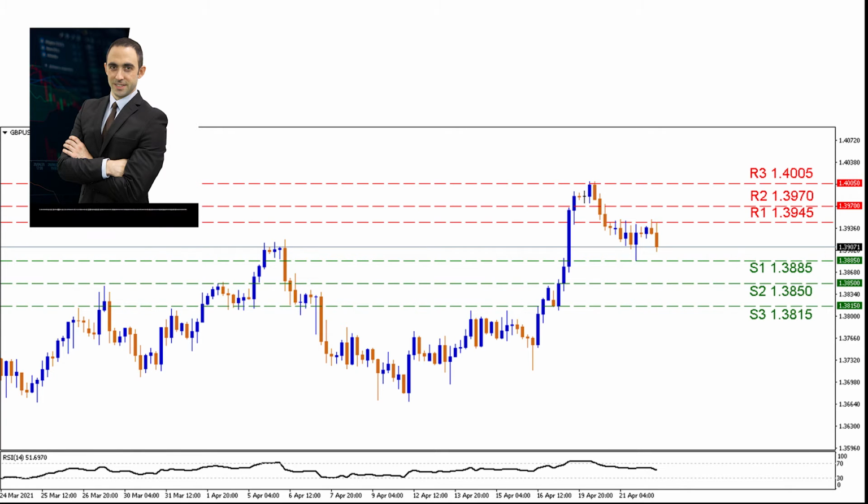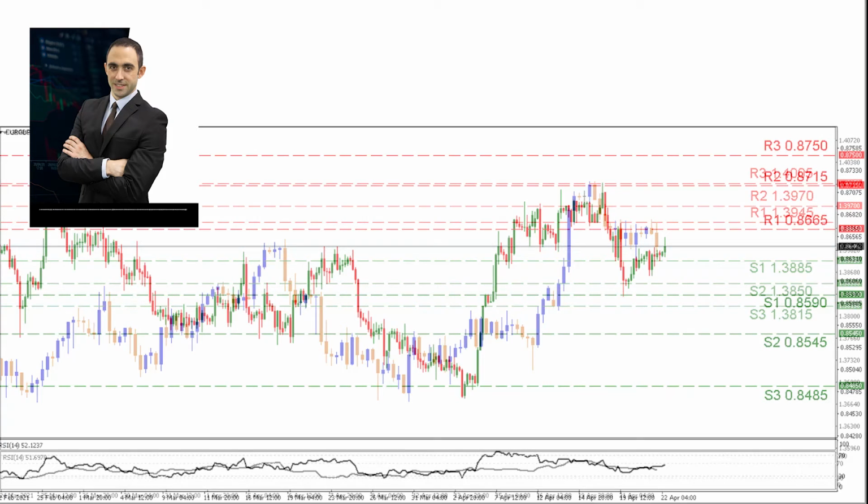Traders should be aware that on Friday the 23rd, the UK consumer confidence for April, the retail sales figure for March, and the preliminary manufacturing and services PMIs for April will be released, adding up for a rather busy day for GBP traders as per the economic calendar.